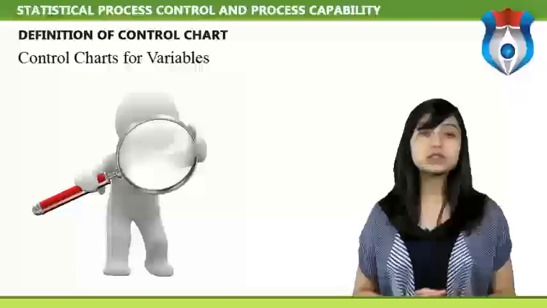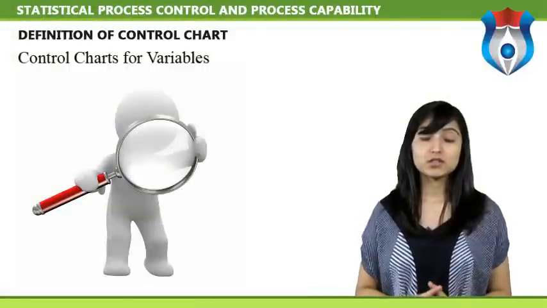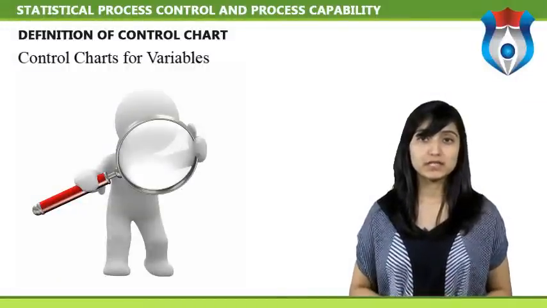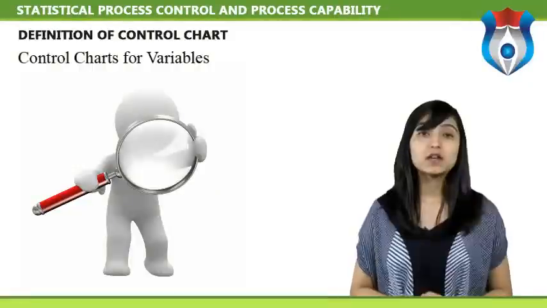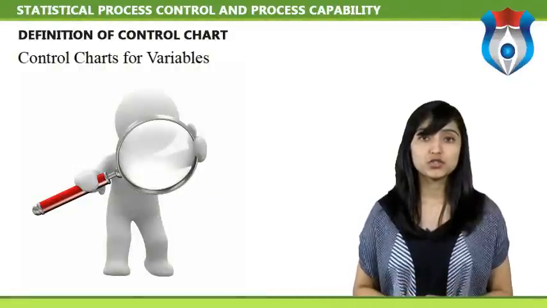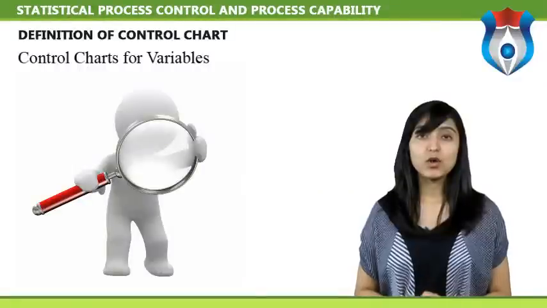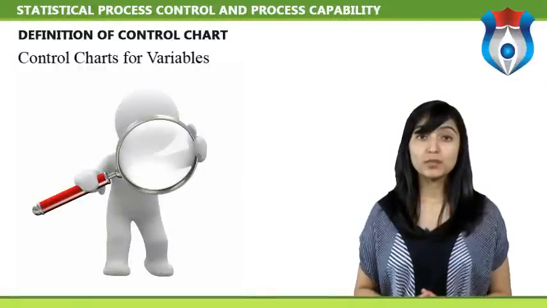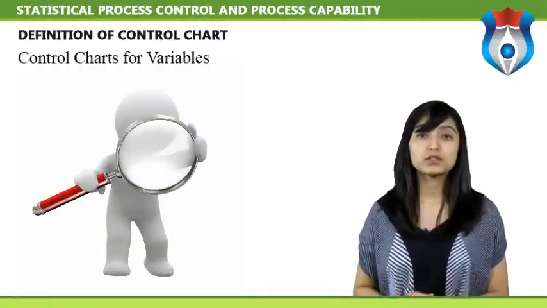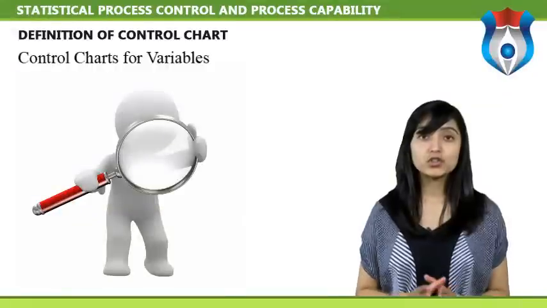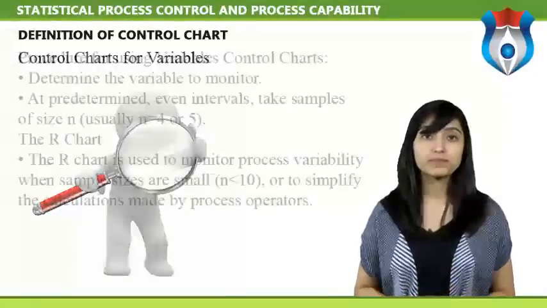Since statistical control for continuous data depends on both the mean and the variability, variables control charts are constructed to monitor each. The most commonly used chart to monitor the mean is called the X bar chart. There are two commonly used charts used to monitor the variability, the R chart and the S chart.